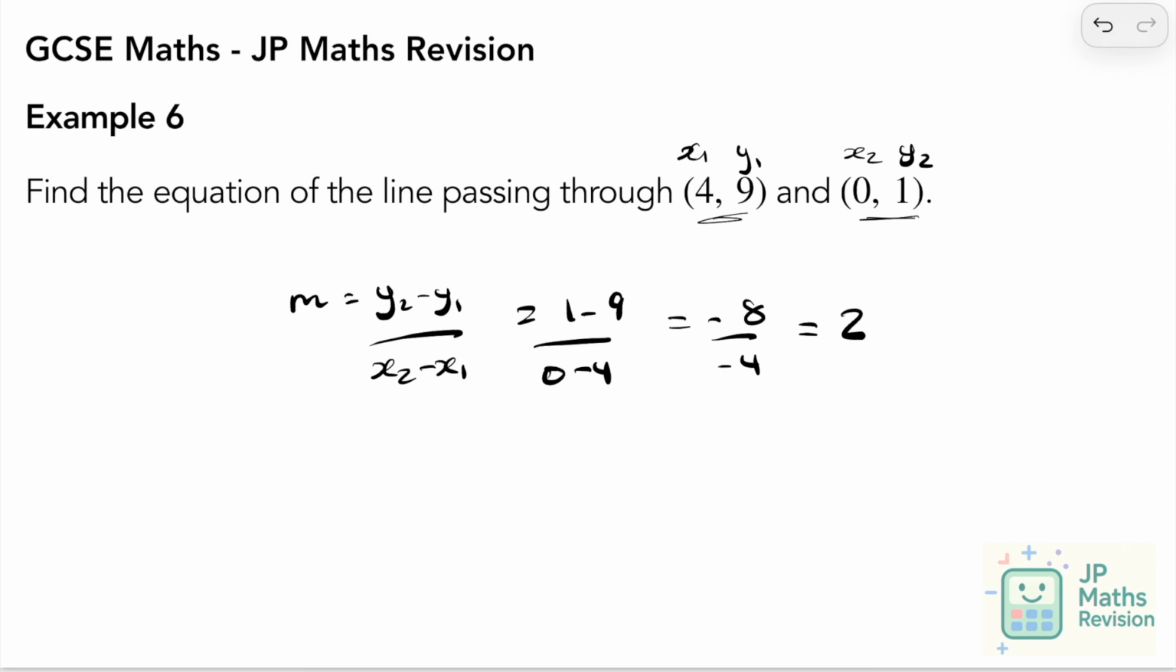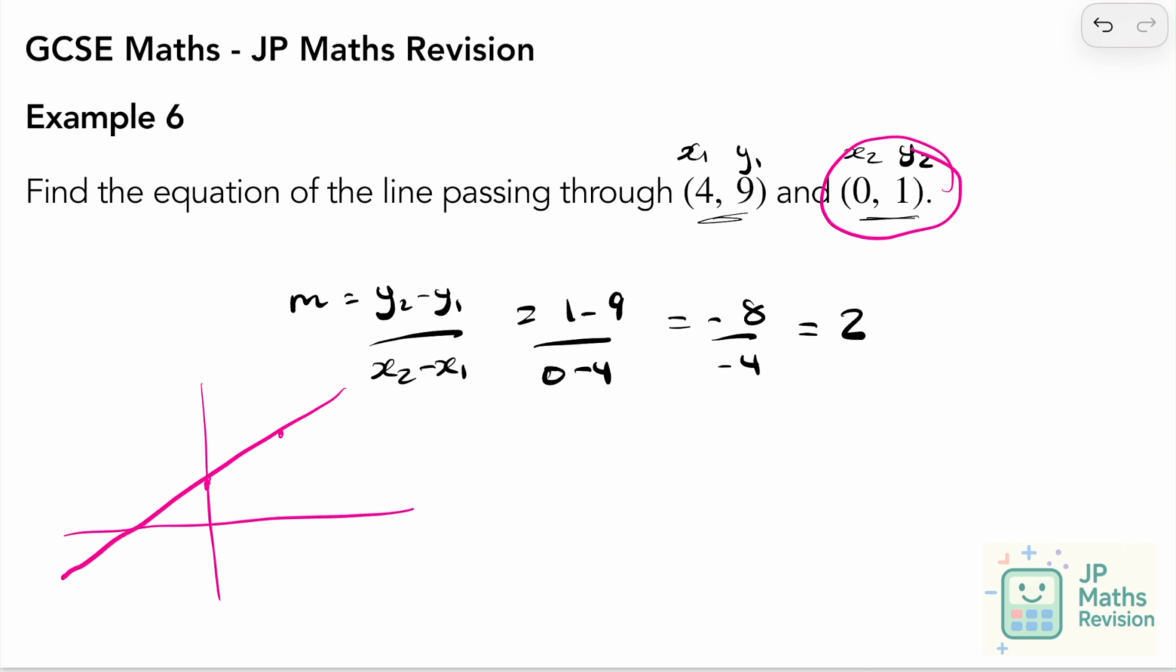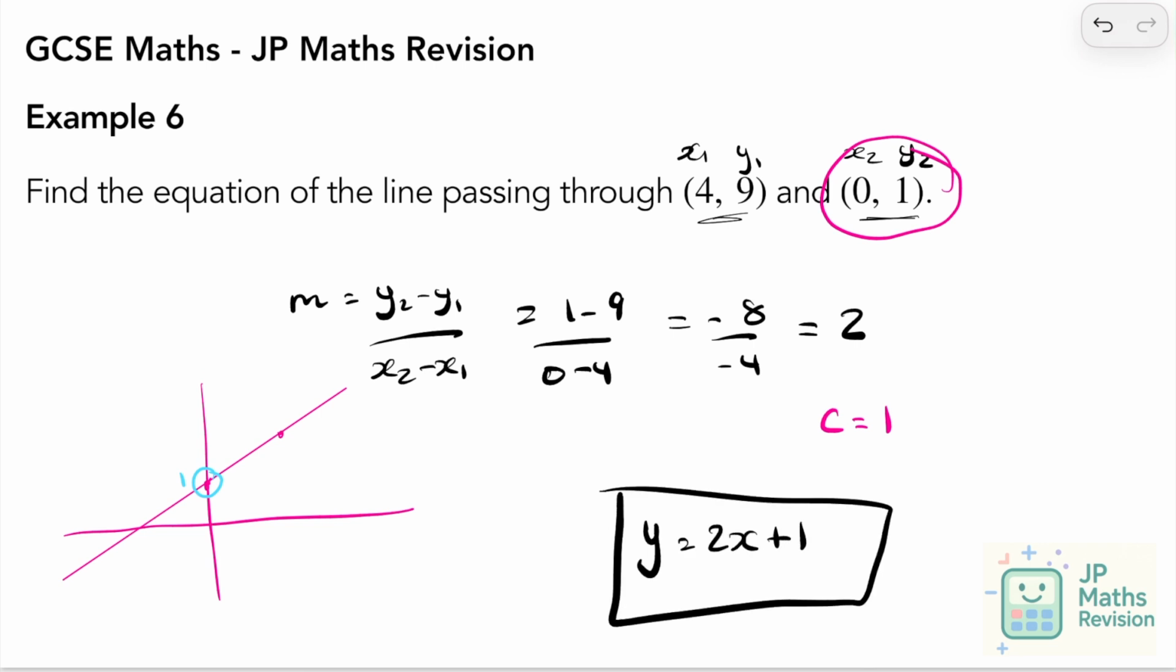You can actually see from the question what the y-intercept is, because the line passes through the point (0, 1). If you plotted that, (0, 1) would be here, and (4, 9) somewhere up here, and you can see that it cuts the y-axis at the point 1. So the y-intercept here is simply 1. So I'm going to put c equals 1, and therefore y equals 2x plus 1. That is the answer to this question.